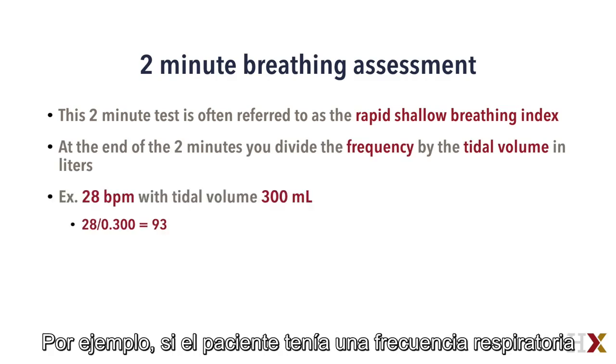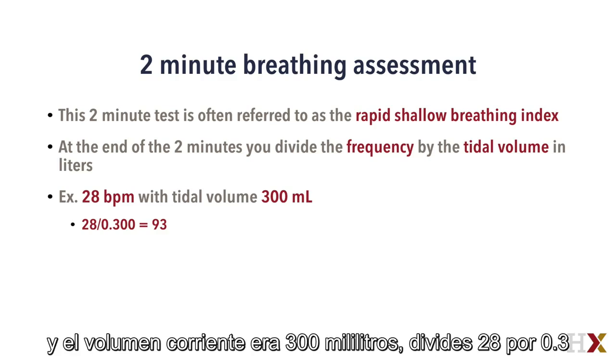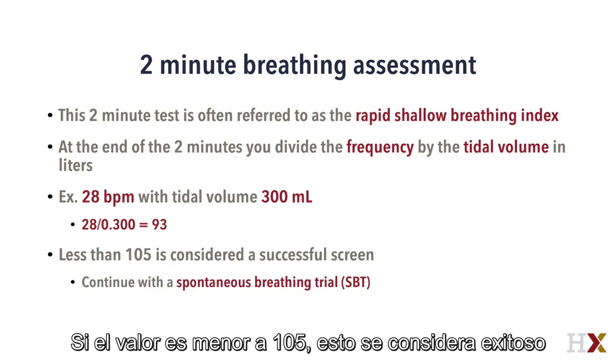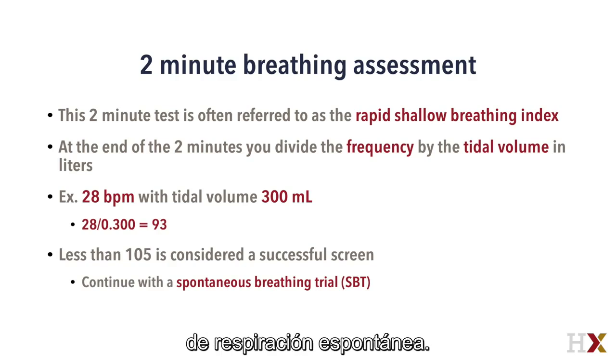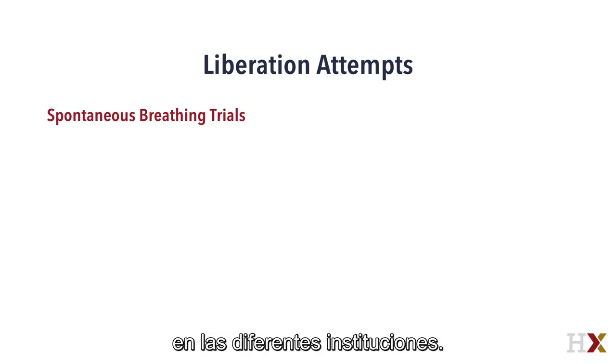For example, if the patient had a respiratory rate of 28 breaths per minute at the end of the test, and the tidal volumes were 300 milliliters, you would divide 28 by 0.3, and you would get 93. If the value is less than 105, this is considered successful as a screening tool, and you would continue with a spontaneous breathing trial. There are different techniques used for spontaneous breathing trials at different institutions.